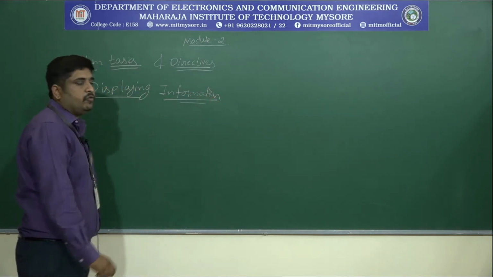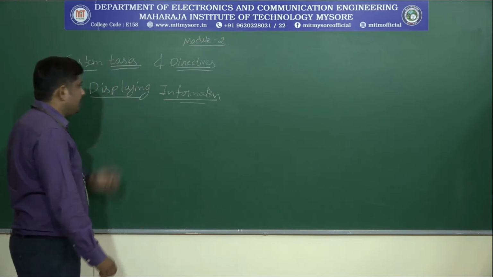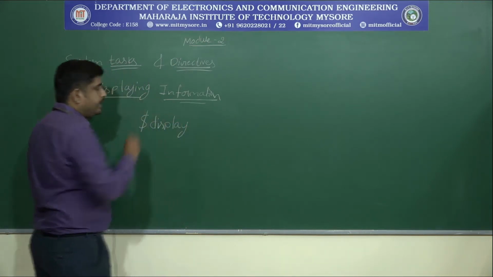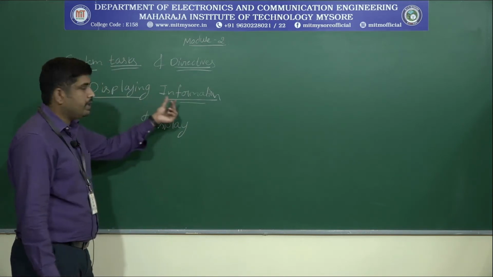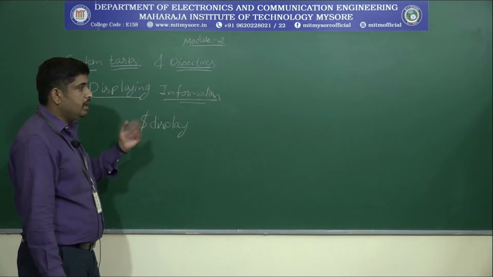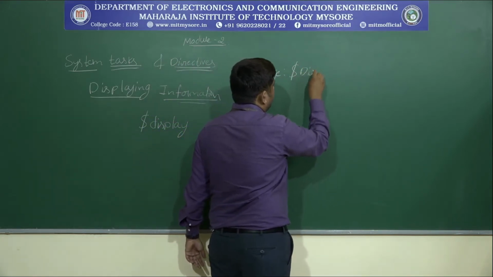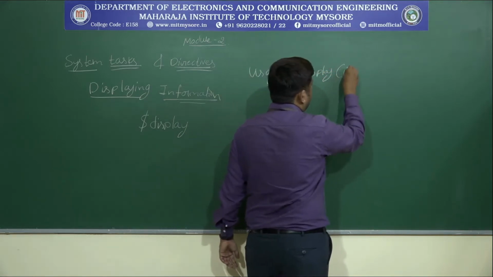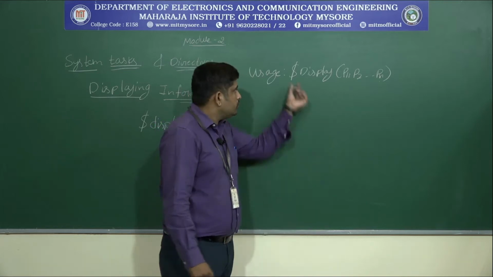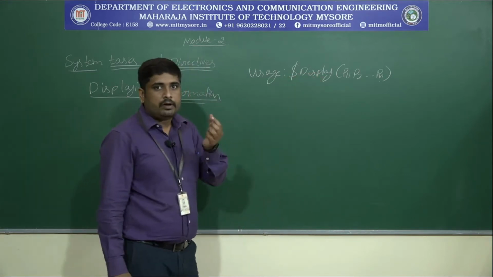In displaying information we display a string or parameters. Let us consider the syntax for displaying information. When you write the dollar symbol, after it you write display. This is the keyword for displaying information. Using this keyword we display different results or parameters. Here is an example for displaying the result. Dollar display is the keyword for displaying the information.